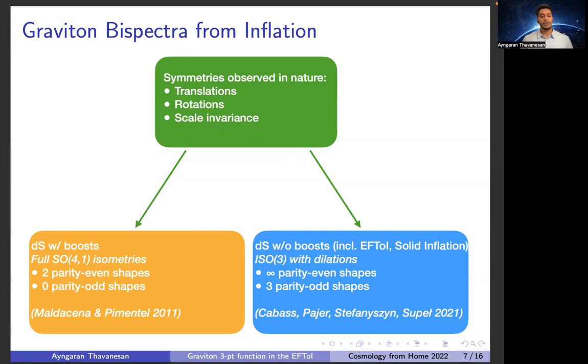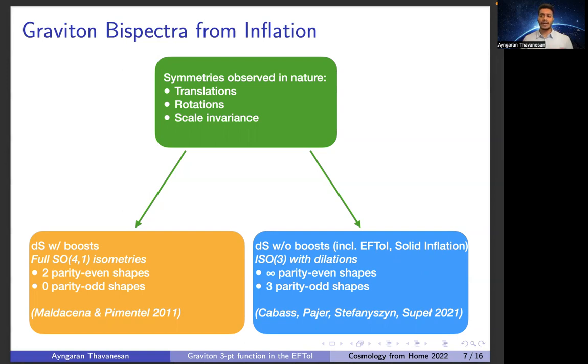In the EFT of inflation, the time diffeomorphisms are broken by a single scalar field that acquires a time-dependent VEV. The EFT of inflation thus encapsulates a large class of single-field inflationary models. De Sitter with arbitrary breaking of boosts, so the ISO(3) group with dilations, are the observed symmetries in the sky of statistical homogeneity, isotropy, and scale invariance.